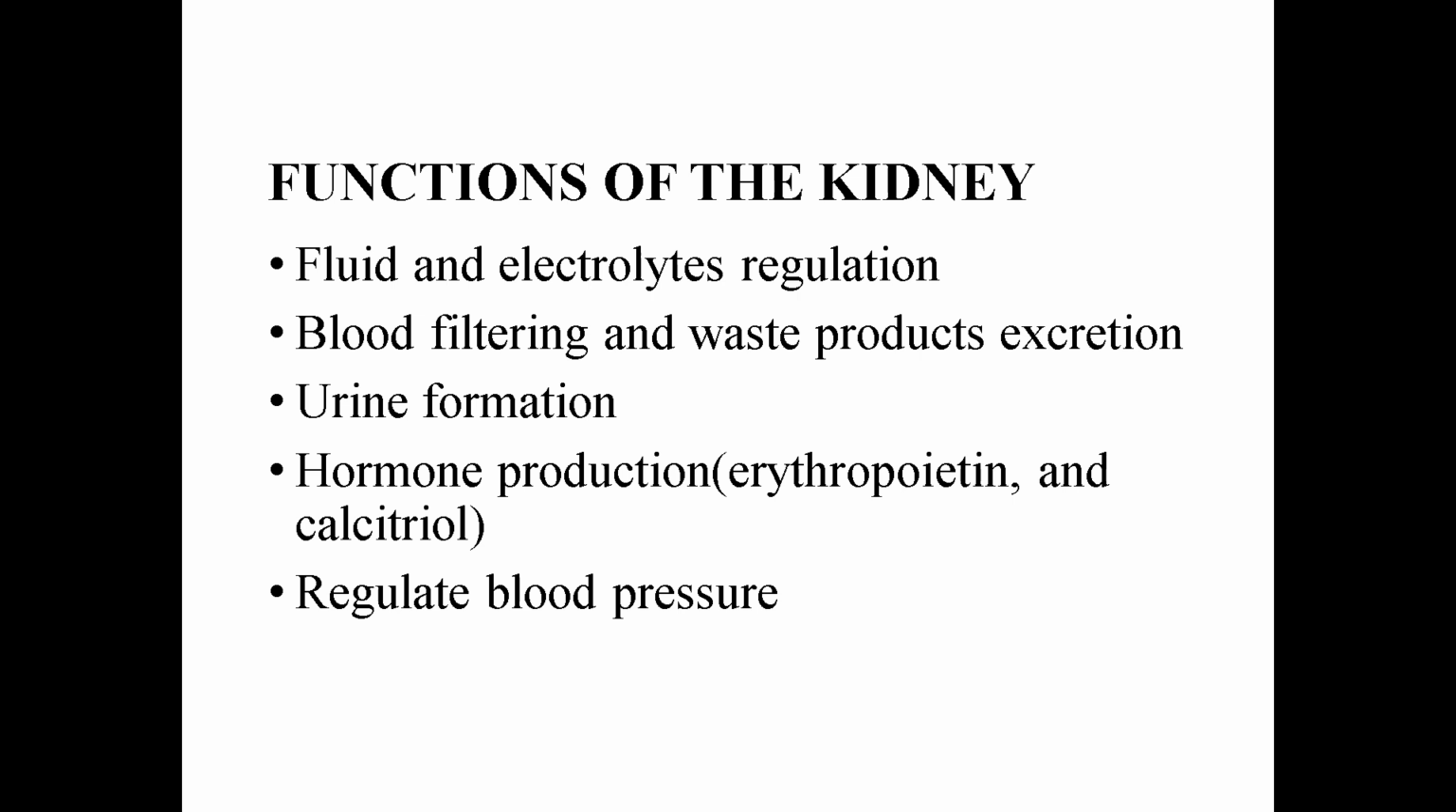Urea is the byproduct of the liver. Urea is formed after the breakdown of proteins. After the breakdown of proteins, amino acids will be formed, which will be converted into ammonia, and then ammonia will be converted into urea.